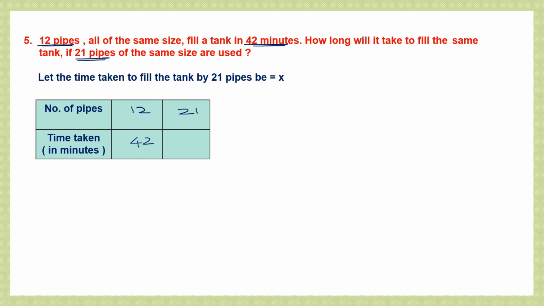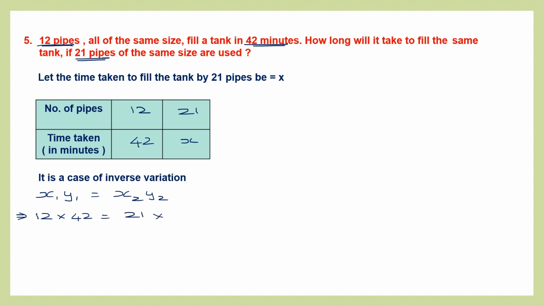So that means this is a case of inverse variation. In that case, the product xy will be a constant. So x1 y1 is equal to x2 into y2. So let's substitute. x1 is 12, y1 is 42, x2 is 21, y2 is x. So now we're going to find the value of x. x is equal to 12 into 42 divided by 21.